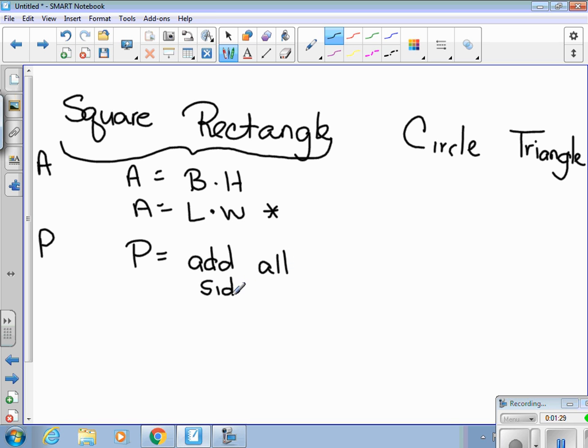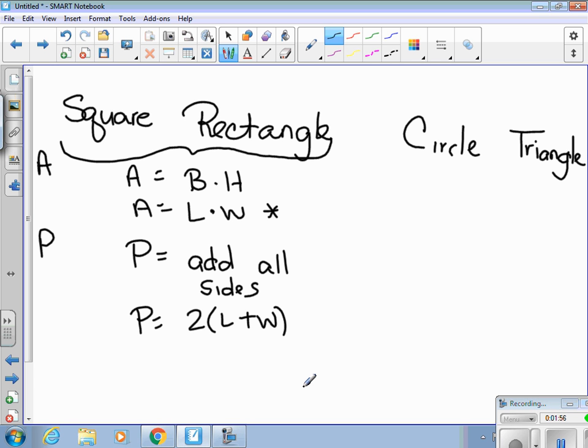Okay? Now, there's a formula also when we talk about a rectangle. What is that? Okay. So 2 times the sum of length plus width. That tells me that the length and width have to be added together first before I times it by 2. Okay? You may have a question on the rectangle.